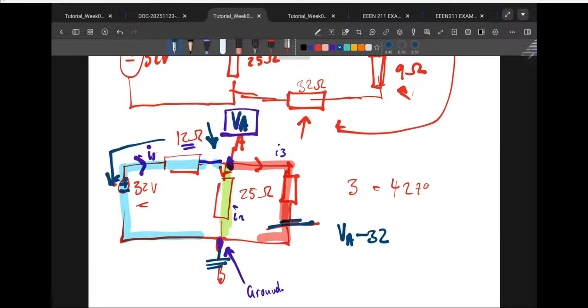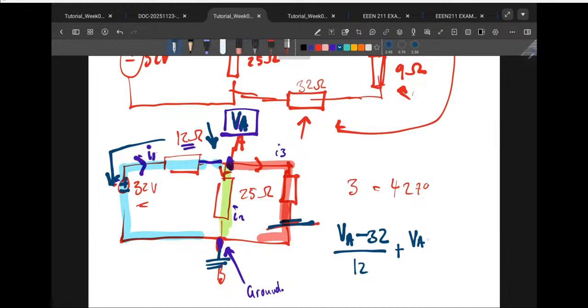Then we always divide by any resistors that are in that branch. If it's 1, it's 1. If it's 2, we put them in. So this is over 12. Then I take this second branch here going to the ground. We say plus VA. Then do I have any source to subtract? No. Then I divide by the resistance, the 25.